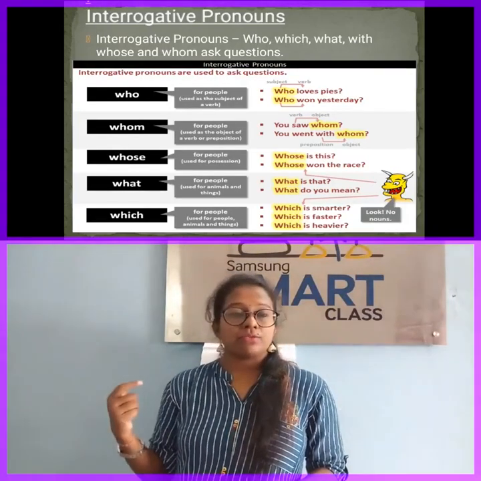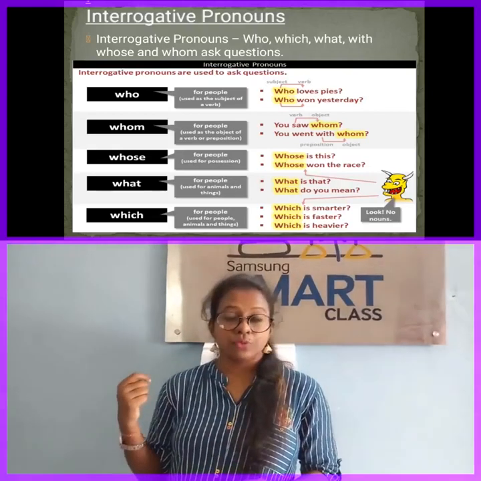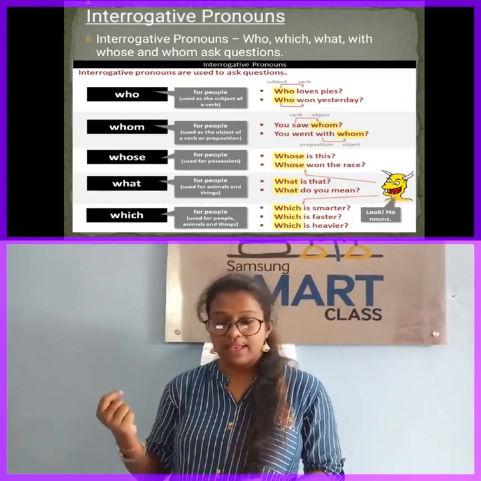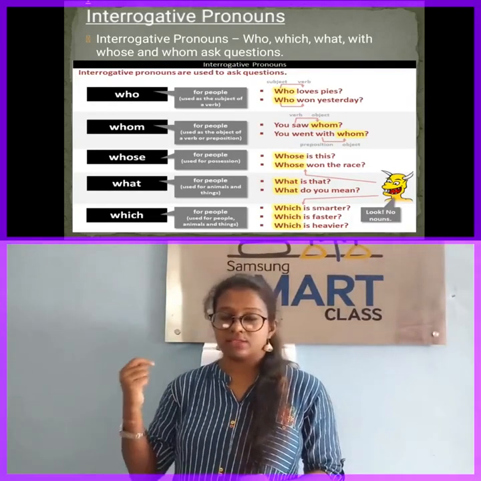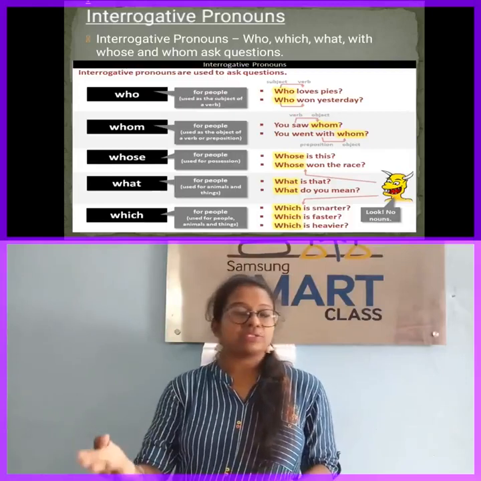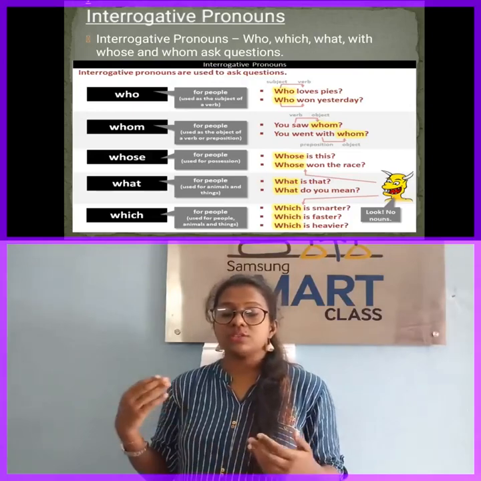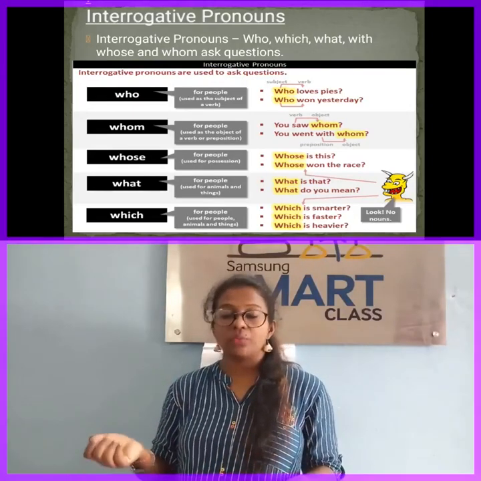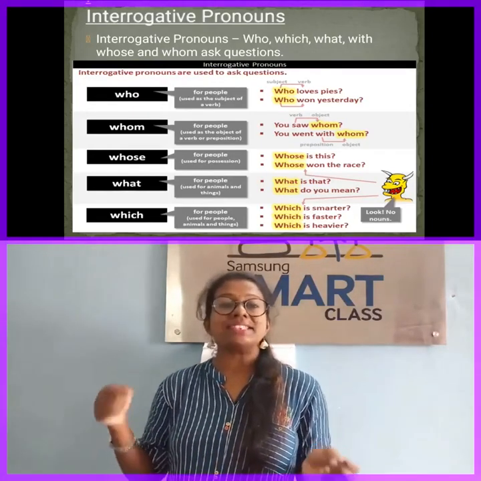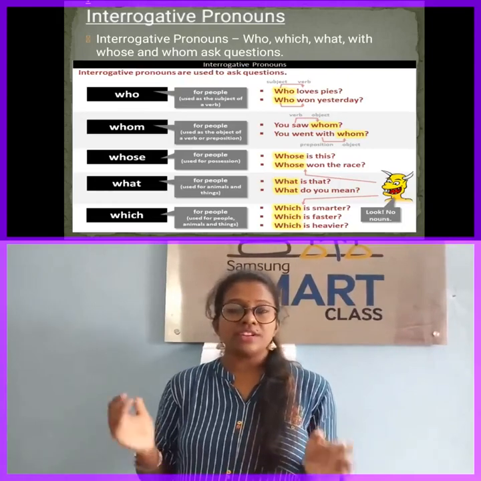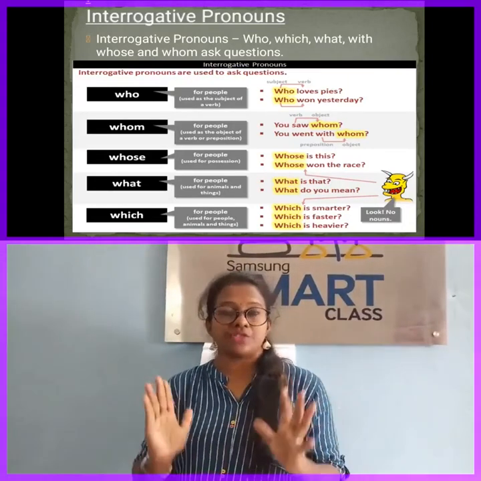Then we are coming to the next one, that is which. It is used for people, and also for animals and things. The word which is also used as the subject. Which is much smarter, which is faster, which is heavier. So children, these are the examples of the interrogative pronoun.